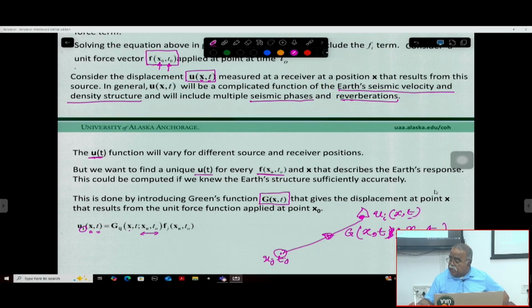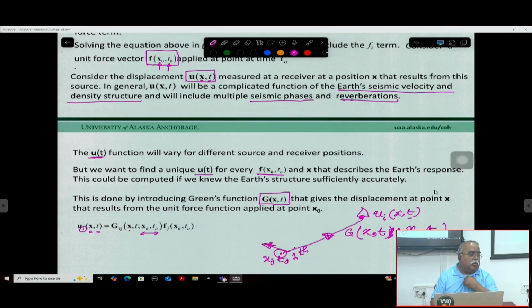So this is your I and this is your J source, the Jth source. So this is your Ith station. So Jth source, Ith station, Gij, x, t, x0, t0, and with your Fj at the x0, t0. So Fj is the force which is being developed at the point x0 and t0, right? So if you multiply this one, then you can calculate this number.